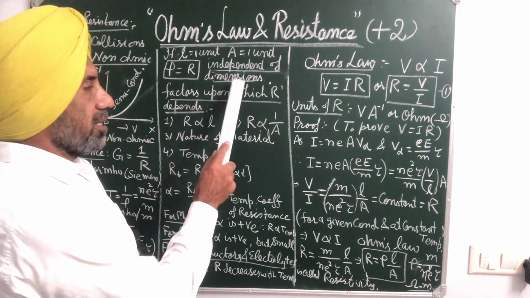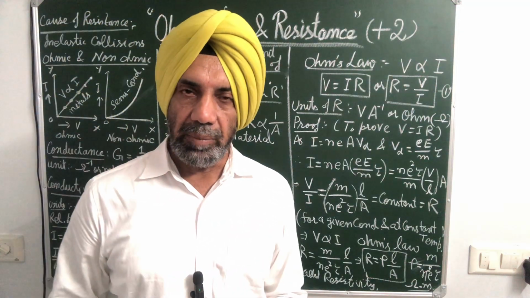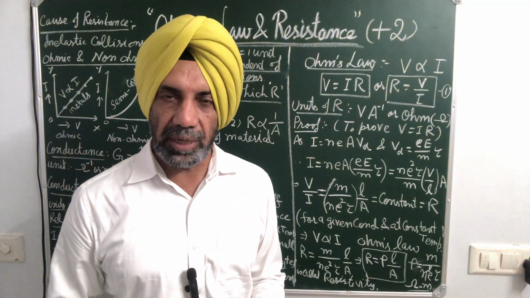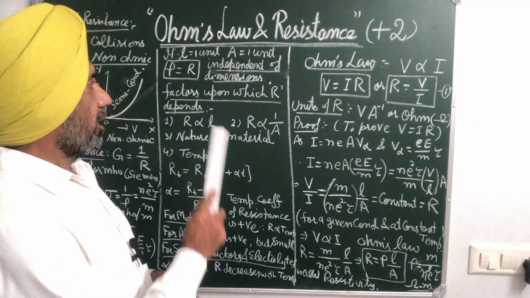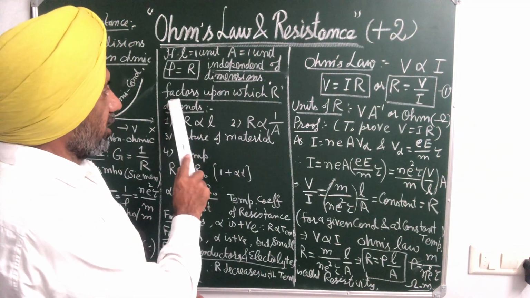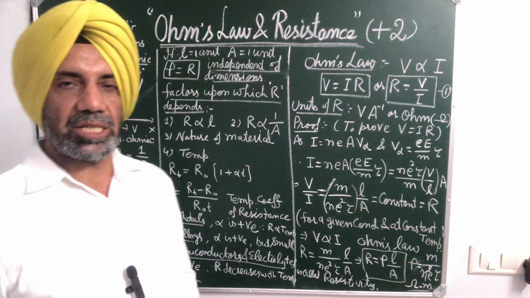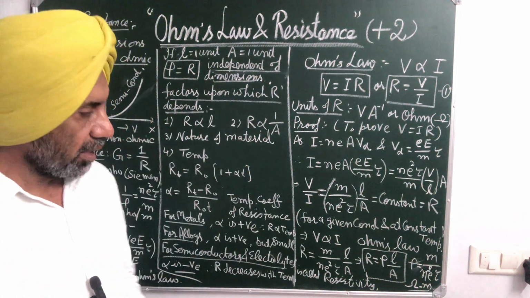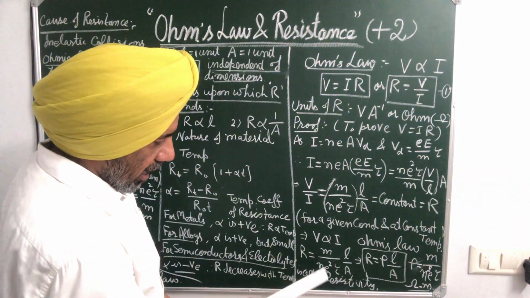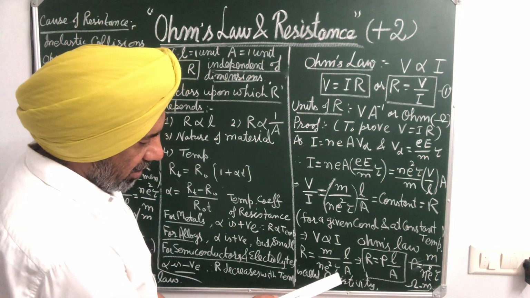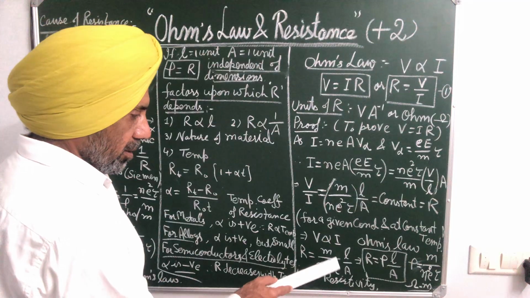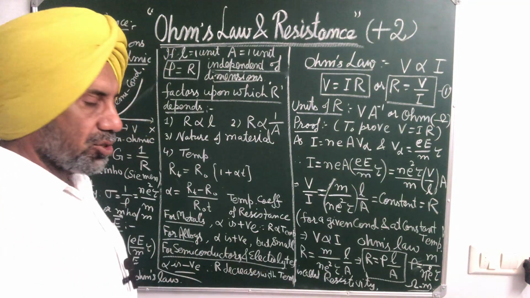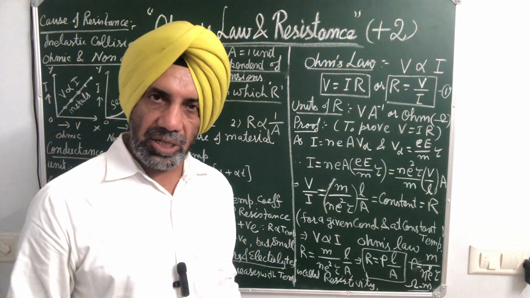So resistivity is independent of the dimensions of the conductor, but it depends upon the nature of the material of the conductor as well as the temperature of the conductor. Now, from this equation, we can find the factors upon which resistance or resistivity depends. From this equation, R is equal to m upon ne square tau, into L upon A. Resistivity is constant for a given conductor at constant temperature.